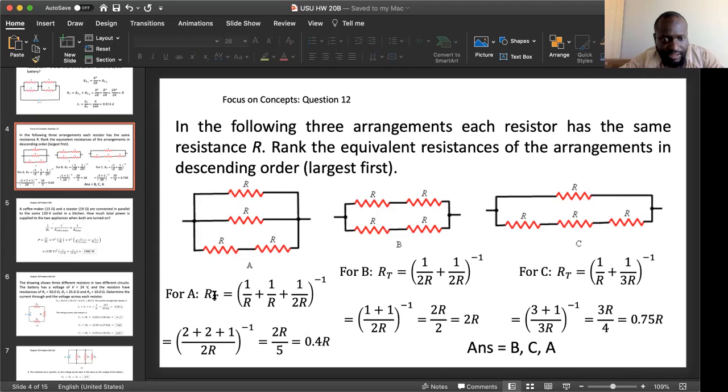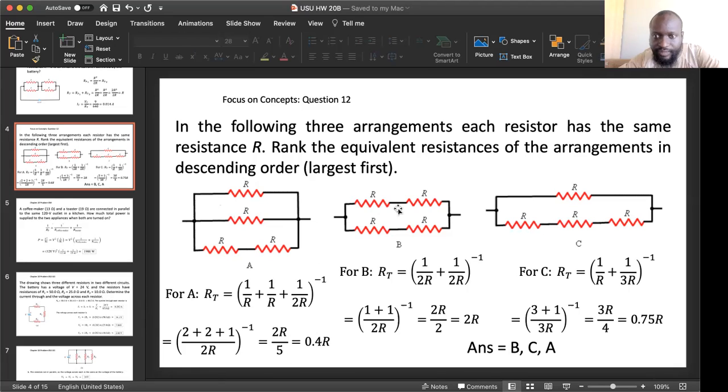So the total resistance here for these resistors is 1 over R plus 1 over R plus 1 over 2R, because these two together are in series. So I do that to the power minus 1. Don't forget the power minus 1. If you don't want to put the power minus 1, then don't forget to put 1 over R total here. So now when I work this, the LCM is 2R. I have 2 plus 2 plus 1 to the power minus 1. So it's 2R over 5, because it's 5 over 2R, the inverse is 2R over 5. So 0.4R. So this is 0.4R.